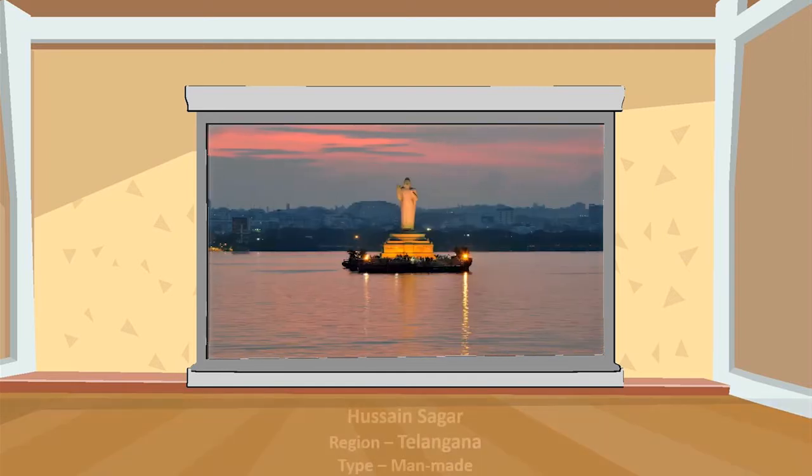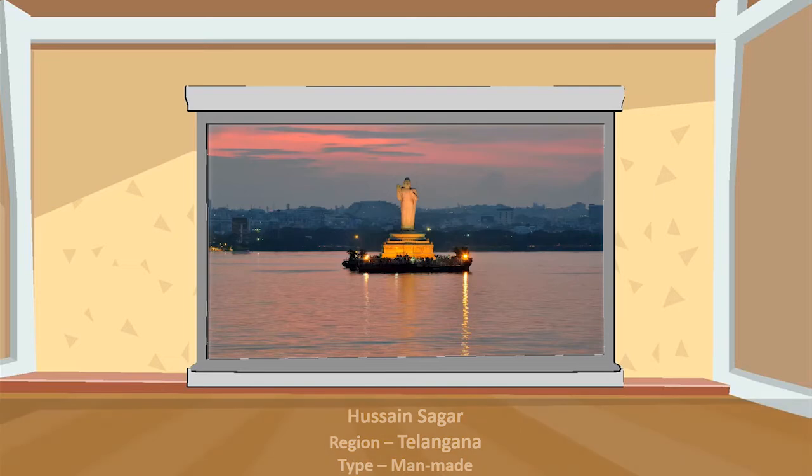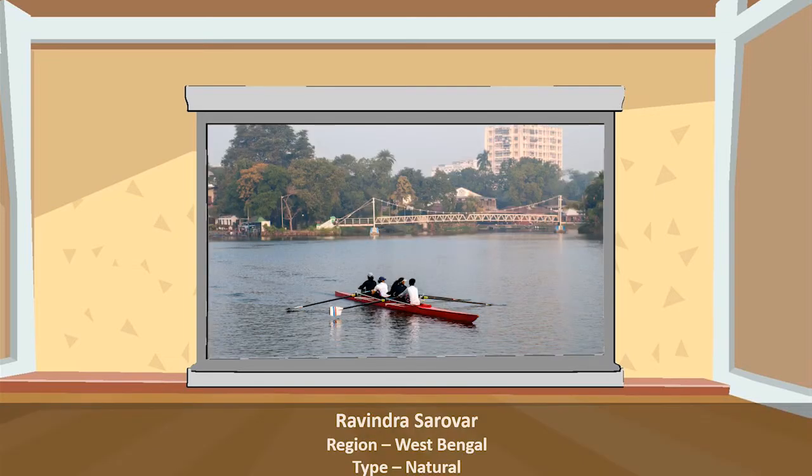Hussain Sagar, region Telangana, type man-made. Osman Sagar, region Telangana, type man-made. Koleru, region Andhra Pradesh, type natural. Rana Pratap Sagar, region Rajasthan, type man-made.